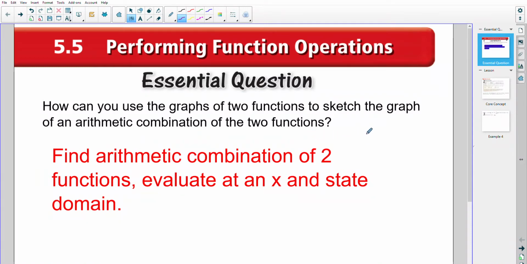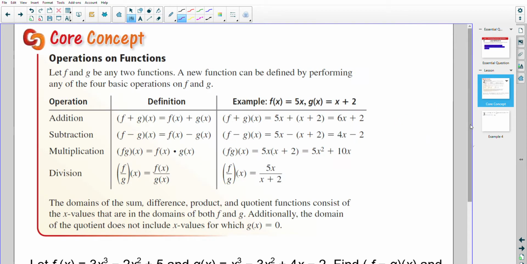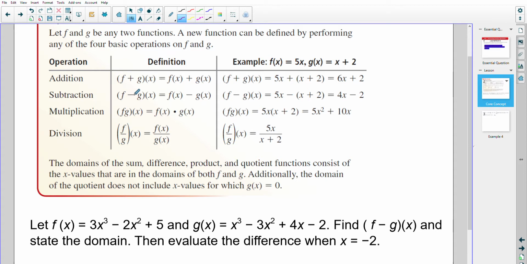5.5, performing function operations. In this section, we're going to add, subtract, multiply, divide polynomials. We're going to find out what your function equals when you substitute an x and state the domain. So what you get, just adding polynomials is just adding the two.